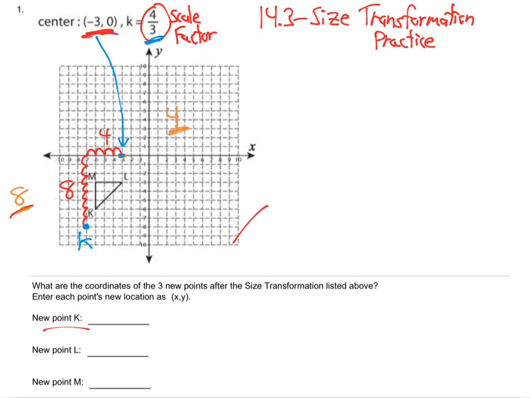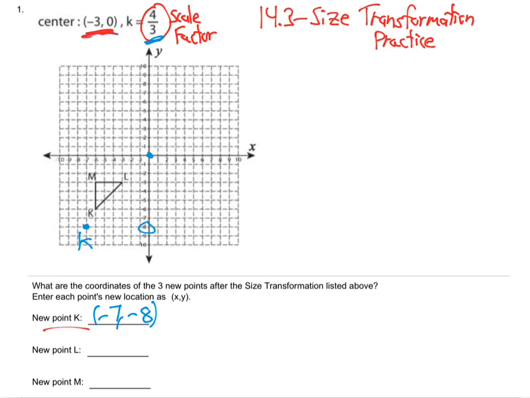What are the coordinates of that K? From this origin here, what are its coordinates? Looks like it's back 7, down 8. Back 7, down 8. That's the new K. All right, so that's just the first point. Now we need to find the other two.